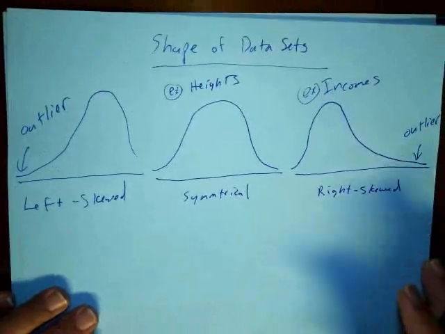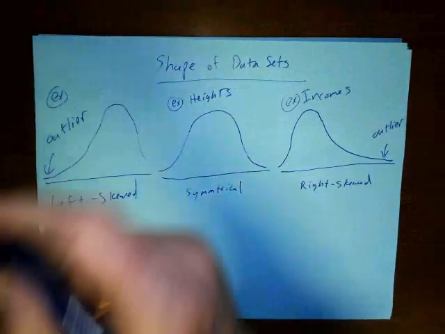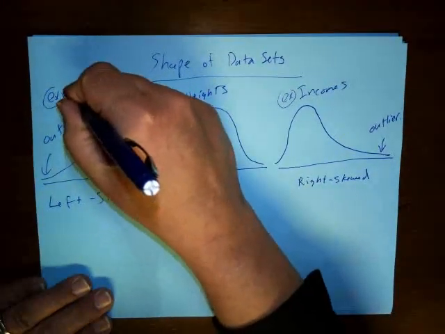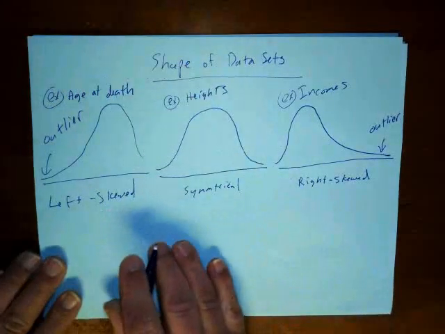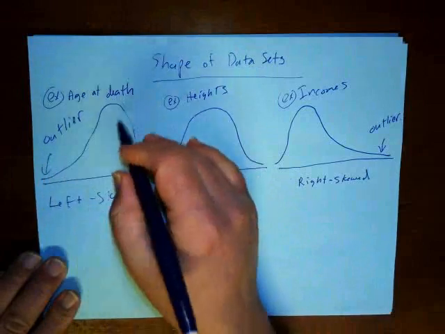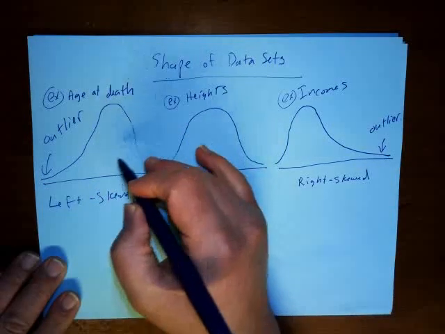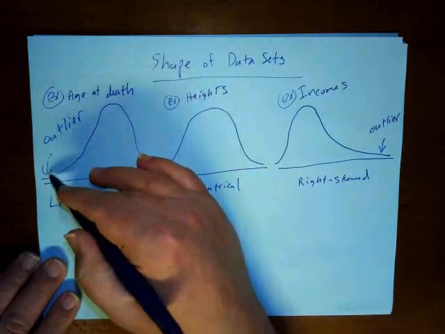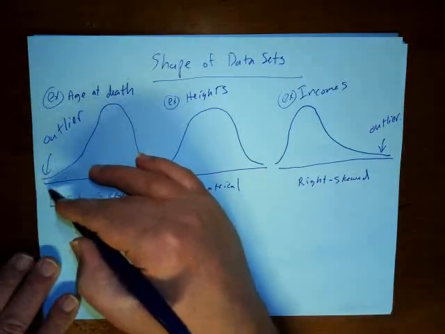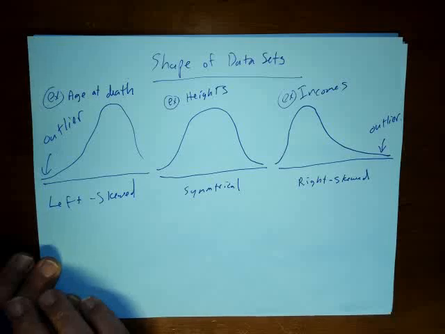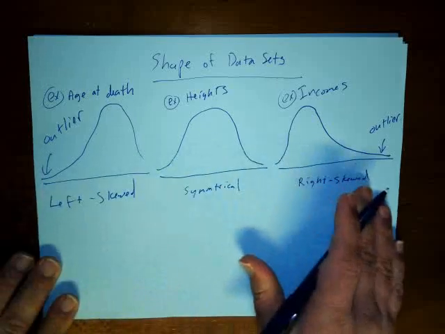And then for a left skewed data set, a common example would be age at death for humans, because the majority of people live your average lifespan, give or take a few years, but there are a few people that die through accident or illness. They die at a younger age, and that would be over on the left, and they would be outliers that would skew the data to the left. So those are three common examples.